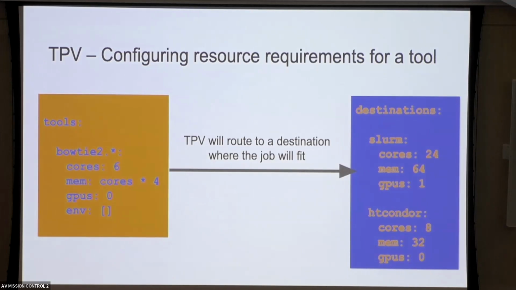So a basic example of TPV: you have there Bowtie in this case with the required cores and memory, and then it'll try to pick one of the suitable destinations. In this case, there's only one suitable destination, since we need that amount of memory and cores, and the other Condor destination, for example, wouldn't be able to fit the job.